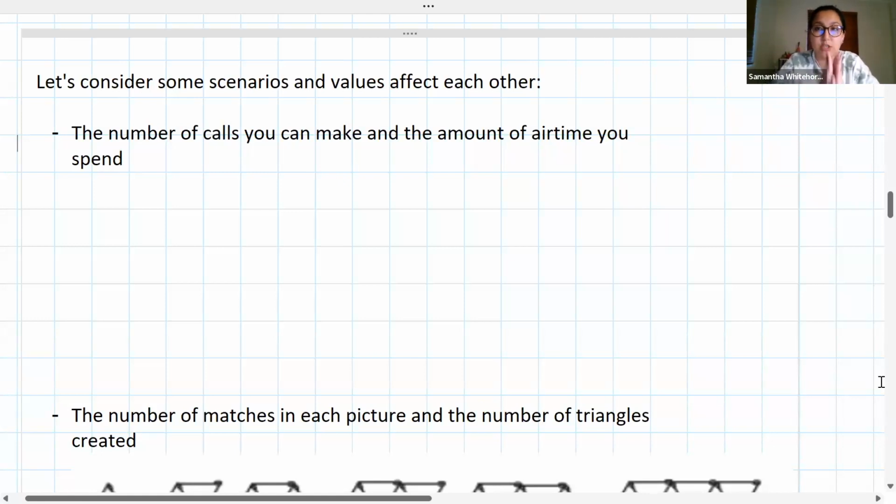Okay, I'm going to say my question again, because I'm not an English teacher. Are you going to spend more airtime making more calls, or are you going to spend more airtime making less calls? Right, let's put it into an example. If you made 100 calls, do you spend more or less than if you made 50 calls? So essentially, the question is, what is the relationship between the amount of calls you make and the amount of airtime you have to buy or that you spend?